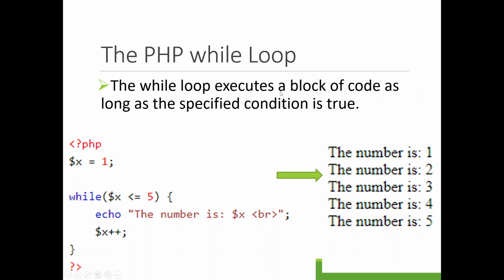So the while loop is used to execute a block of code as long as the specified condition is true. I like mentioning most of the time when I'm teaching programming that a loop has 3 things. The first one is initialization. The second one is a condition. And the third one is an increment.